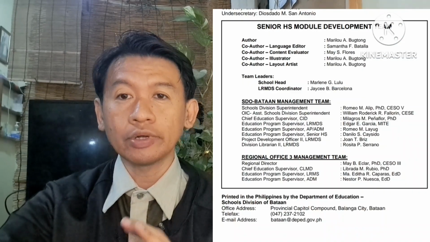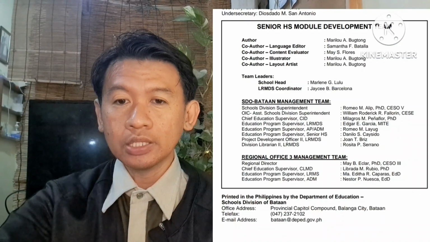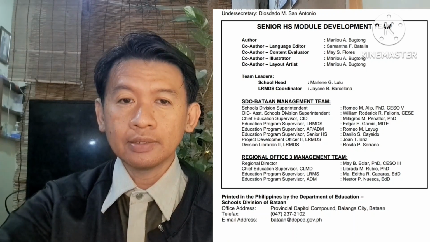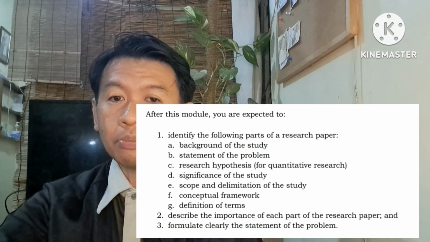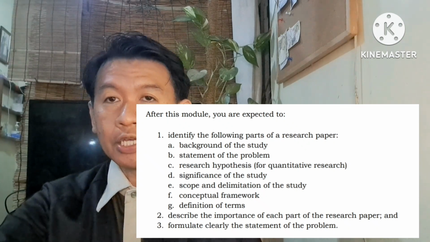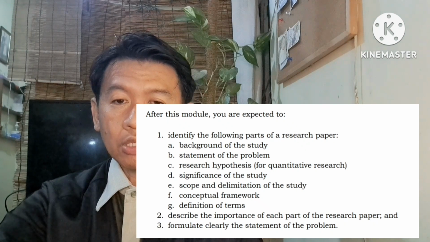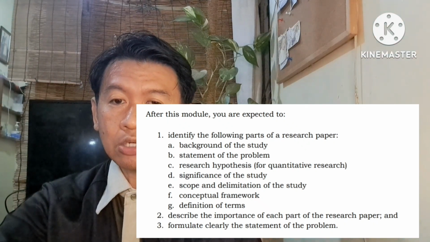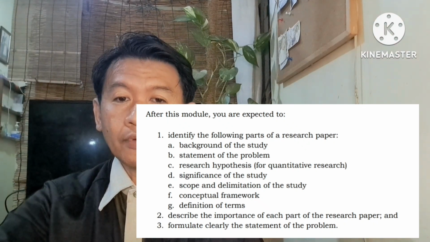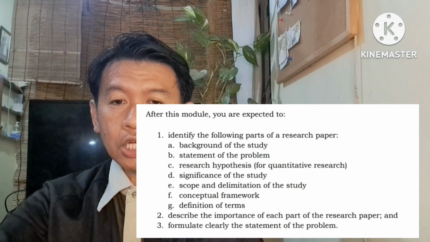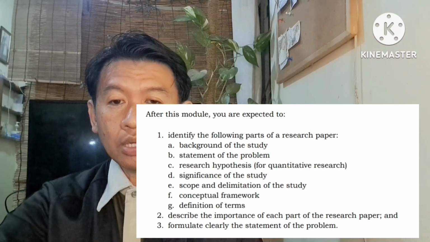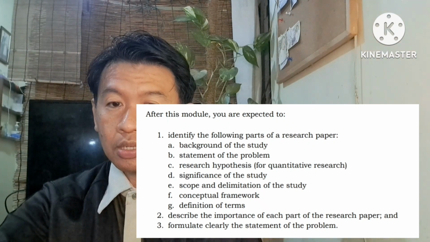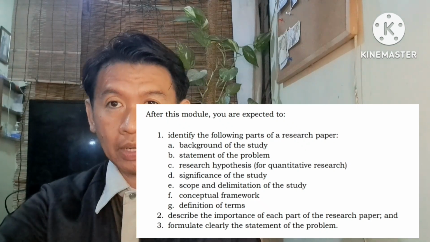O, tingnan natin. First, we want to acknowledge yung references or yung mga tao sa likod ng module na to. After this module, you are expected to identify the following parts of research paper. Nandyan yung background of the study, statement of the problem, research hypothesis kung quantitative research, significance of the study, scope and delimitation, conceptual framework and definition of terms. Describe the importance of each part of the research paper and formulate clearly the statement of the problem.